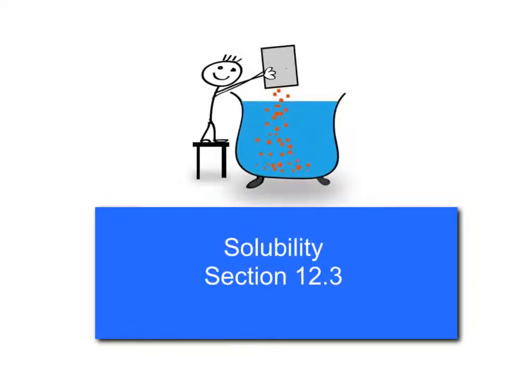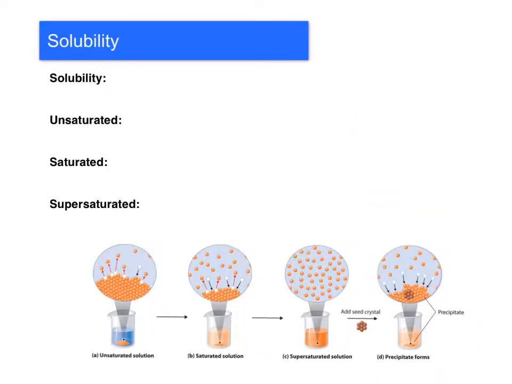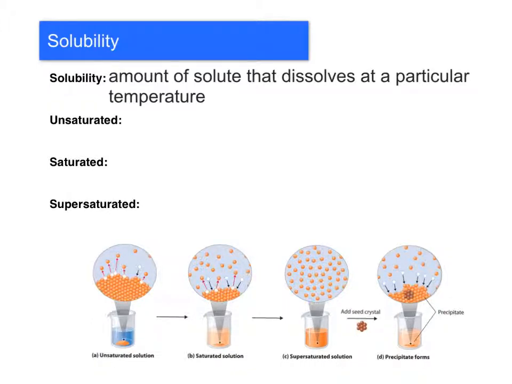Today we're going to talk a little bit about solubility. Solubility is the amount of solute that can dissolve at a particular temperature. We're going to talk about how solubility is temperature dependent, and solubility is typically expressed in grams of solute per 100 grams of solvent. We're going to do a lab where we express our solubilities in these terms.